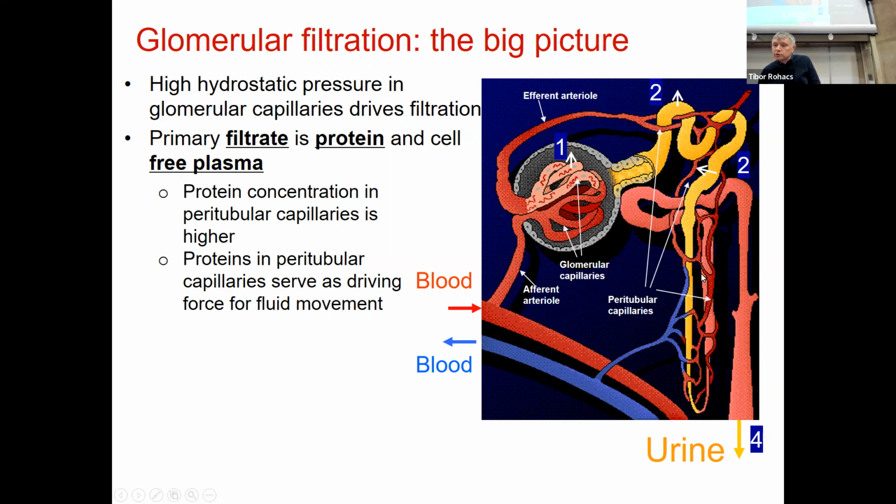And it's important to note that the peritubular capillaries have higher protein concentration than the glomerular capillaries, and that will gain some importance in the Starling forces that dictate movement of fluid both in the glomerular capillaries and here. The reabsorption from the tubular cells eventually will enter these peritubular capillaries, and the high protein concentration there will be a driving force for fluid movement back into the capillaries.